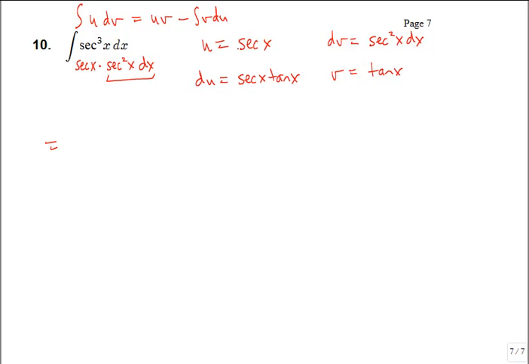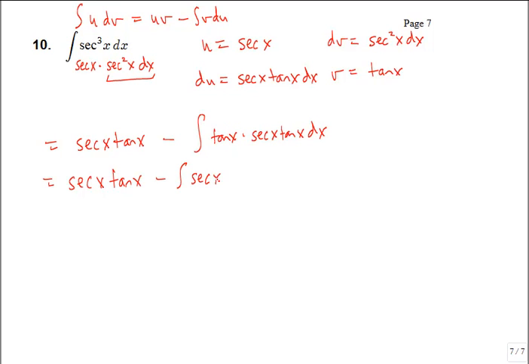So u times v will be secant x times tangent x minus the integral of v, which is tangent of x, times du. Oops, I forgot my dx on there. So du is going to be secant x tan x dx. So rewriting that, regrouping it, we have a tangent times a tangent. So this is secant x times tangent squared x dx.